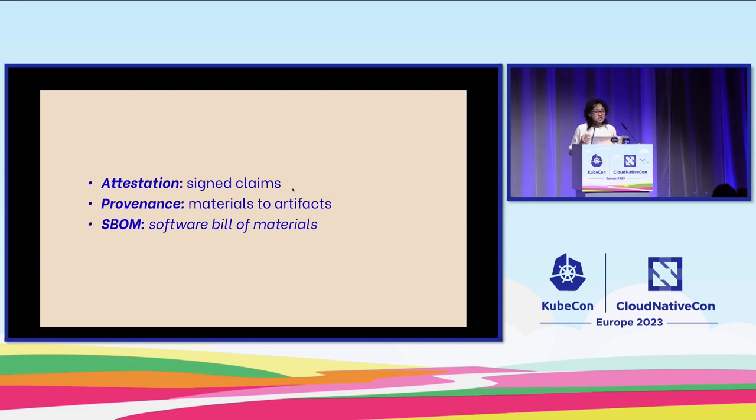But to simplify, just think of it as signed claims. And now you have provenance. So literally, provenance means origin. What went into making your materials into artifacts that you release? And then lastly, we have software bills of material. So basically, this is about your dependency, but more specifically, what does your software look like?